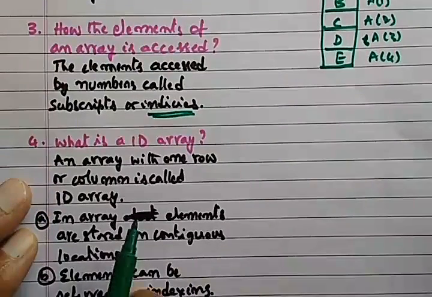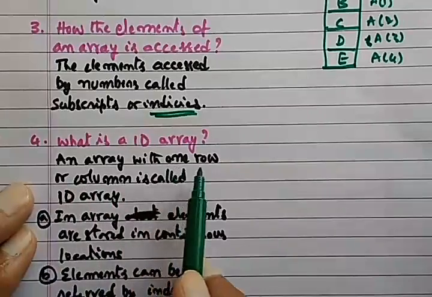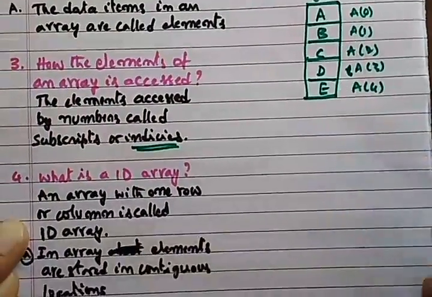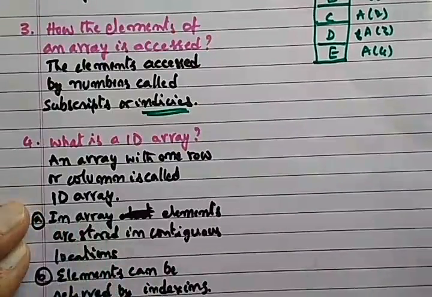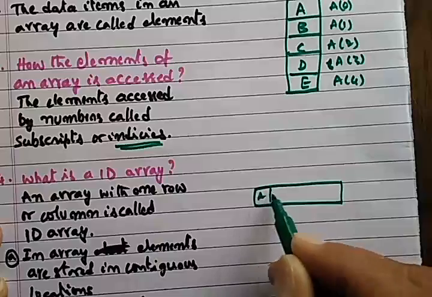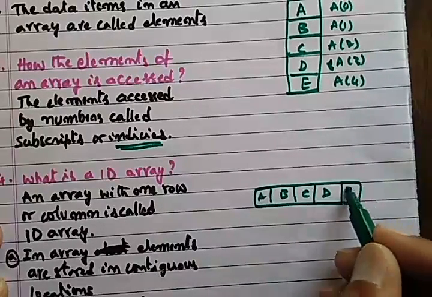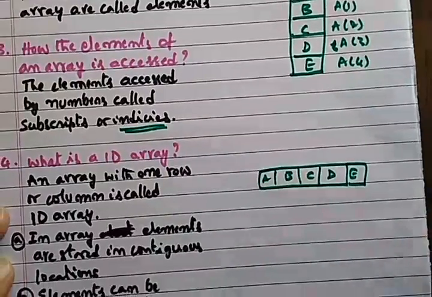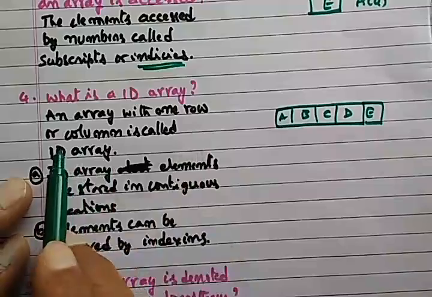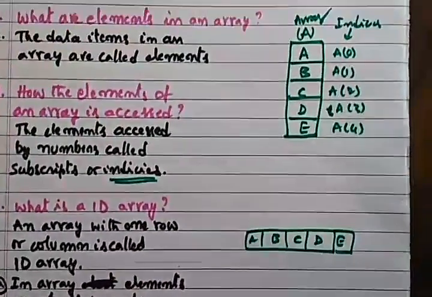Then what is a one-dimensional array? An array with one row or column. Here I have shown a column. It can be one row also. It is called a one-dimensional array. It can be like this also: A, B, C, D, E. This way also it can be. So an array with one row or column is called a one-dimensional array. Row or column, I showed both.